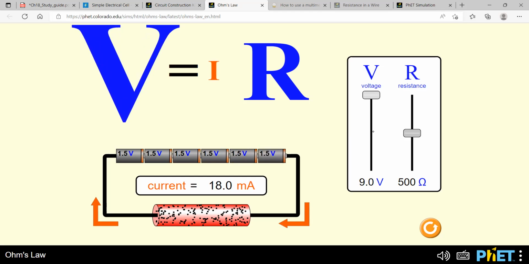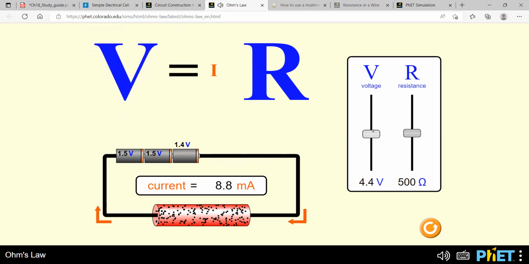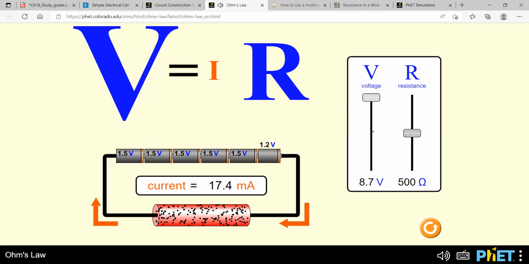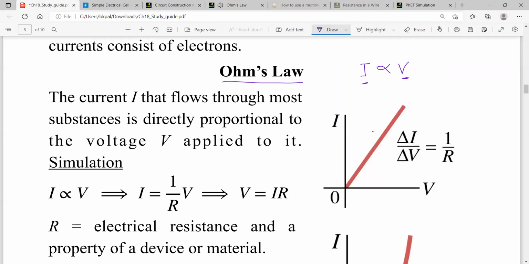So you see that when you are increasing the voltage, current is increasing. If you decrease the voltage, you see that the current is also decreasing, but there is no change in R. Okay, so I'm going to talk about R later. So what we see in the simulation is there is a proportionality relation between V and I.